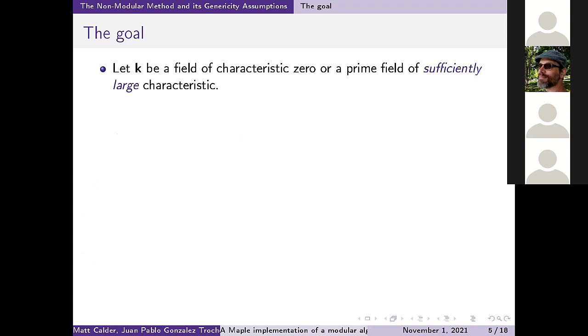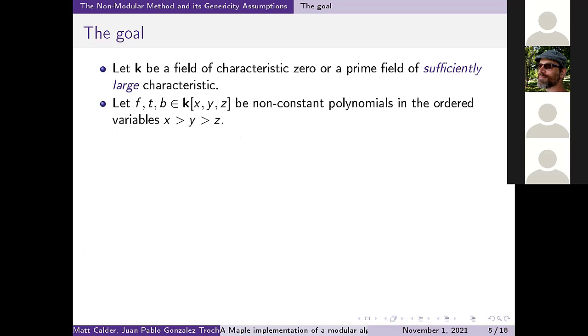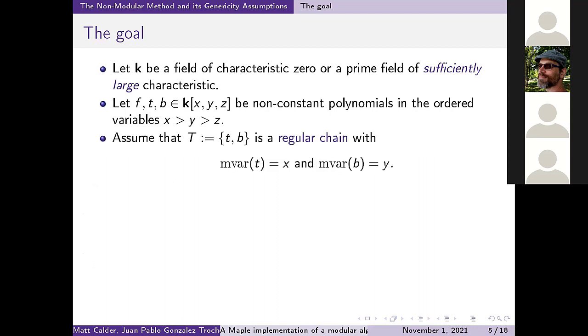So first, let K be a field with characteristic 0 or sufficiently large characteristic. Let f, t, and b be non-constant polynomials in the variables x greater than y greater than z. And let's assume that the set formed by t and b is a regular chain. We will call that capital T. The main variable of t is going to be x, and the main variable of b is going to be y. Also, let's assume that the main variable of f is x.